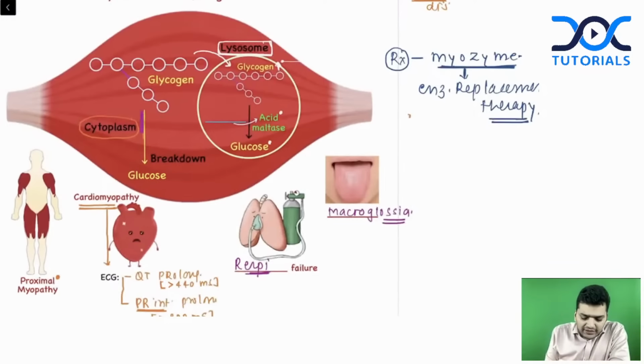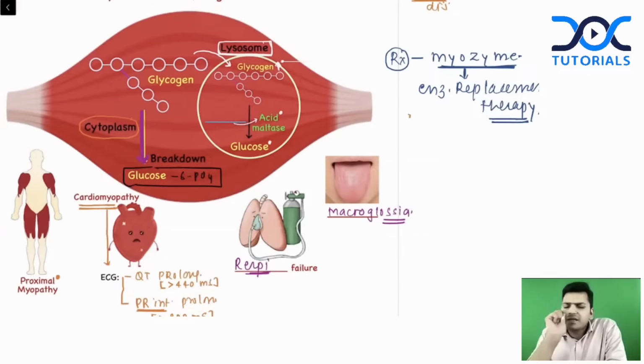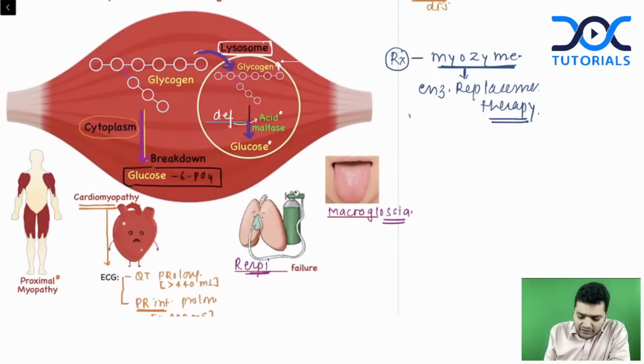Normally, glycogenolysis occurs in the cytoplasm, and we do the breakdown, and we are going to get glucose 6 phosphate, and that glucose 6 phosphate will be further used for energy purposes. That is normal. Some amount of glycogen also goes inside the lysosome and is metabolized there with the help of the enzyme acid maltase, and that will make glucose. But if there is deficiency of acid maltase, the glycogen will come inside the lysosome, but it will not be metabolized. And the glycogen is going to accumulate in the lysosome of the muscle.